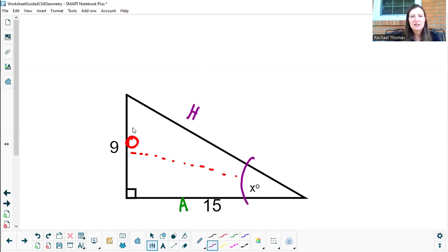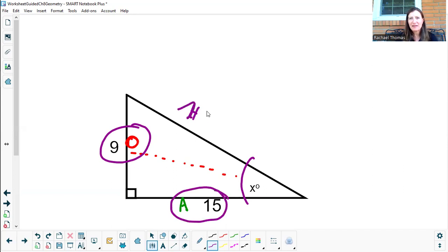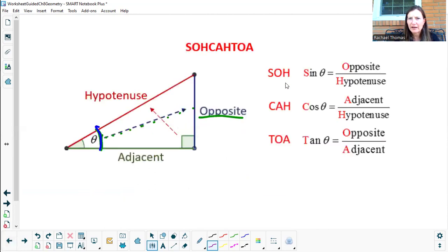I noticed that in this picture, the sides I'm interested in are the O, because it's got a 9 on it, and the A, because it's got a 15 on it, but not the H, because there wasn't anything up there. No numbers, no variables, so we don't care about the H. O and A are the sides that are of interest to me. TOA has the O and the A in it. That's how I decide that tangent is the one that I'm interested in.